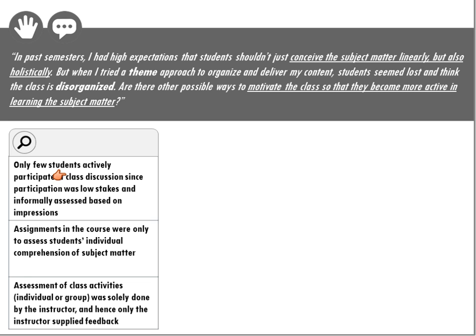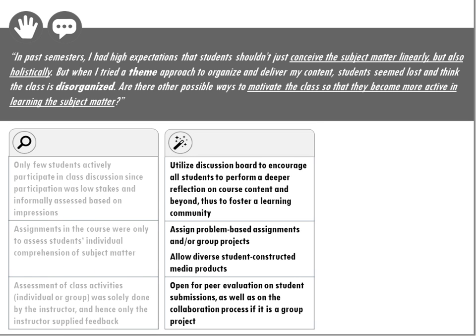Only a few students actively participate in class discussion, since discussion was low stakes and was informally assessed based on impressions. So this happens in face-to-face classes where usually a few students might dominate, and it's a general impression for the participation grade. Assignments in the course were only to assess students' individual comprehension of subject matter. An assessment of class activities, individual or group, was solely done by the instructor, and hence only the instructor supplied feedback. So a number of things are happening here.